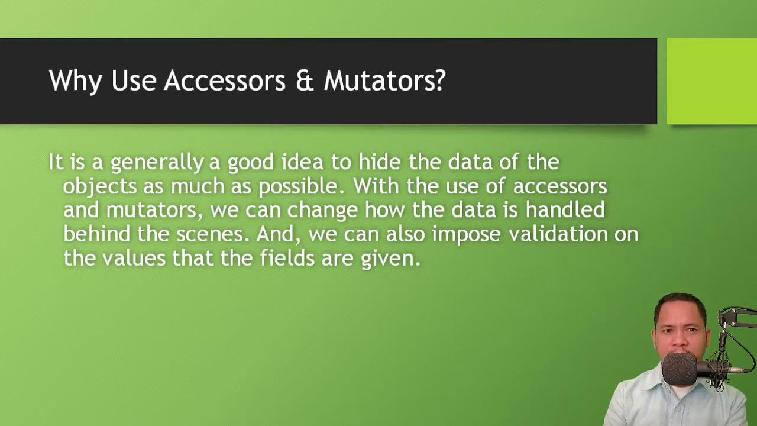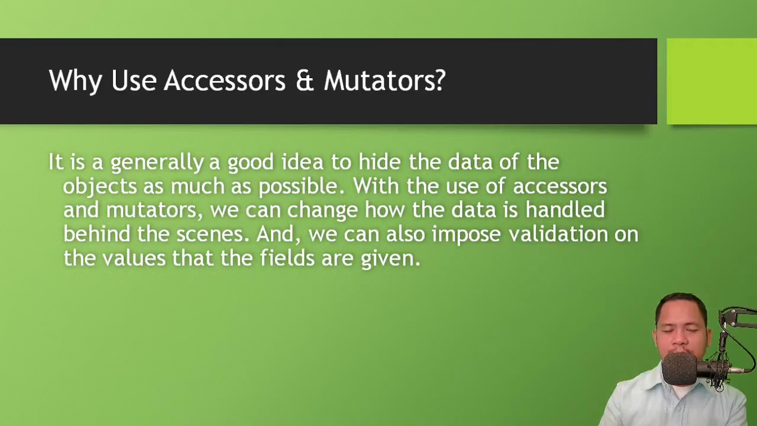In that way, you would have no control as to how these values will be set or how these values are accessed. So that is why we use accessors and mutators. With the use of accessors and mutators, we can change how the data is handled behind the scenes, without the other classes using it having to know how it's done. And we can also impose validation on the values that the fields are given.